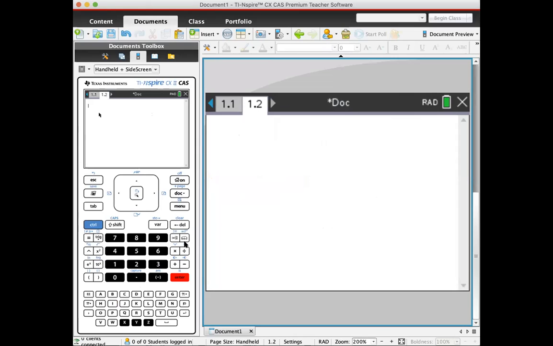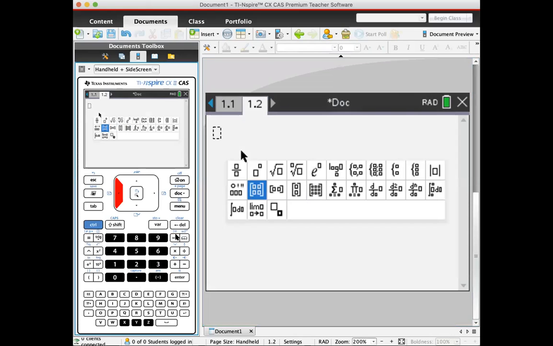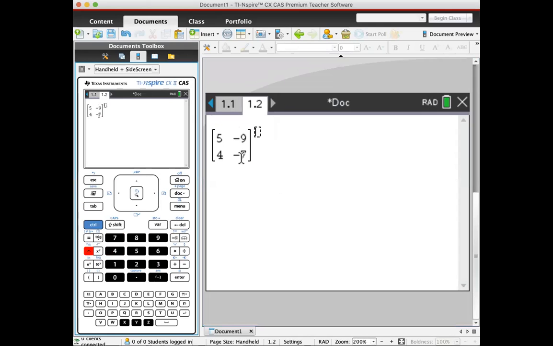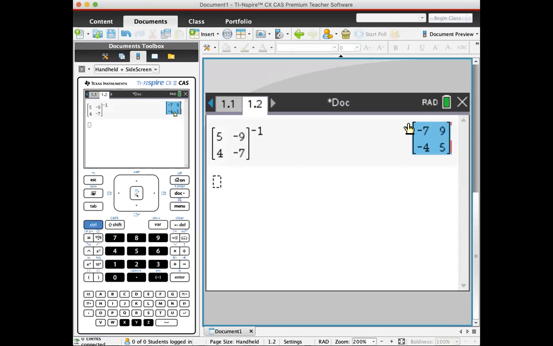I will use another page to illustrate that question. So our original square matrix is [5, -9; 4, -7] to the power of -1. Press enter. The inverse of the matrix.